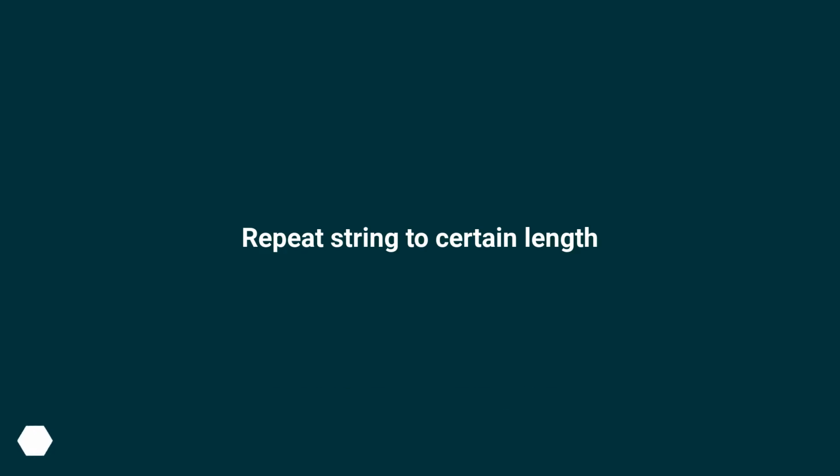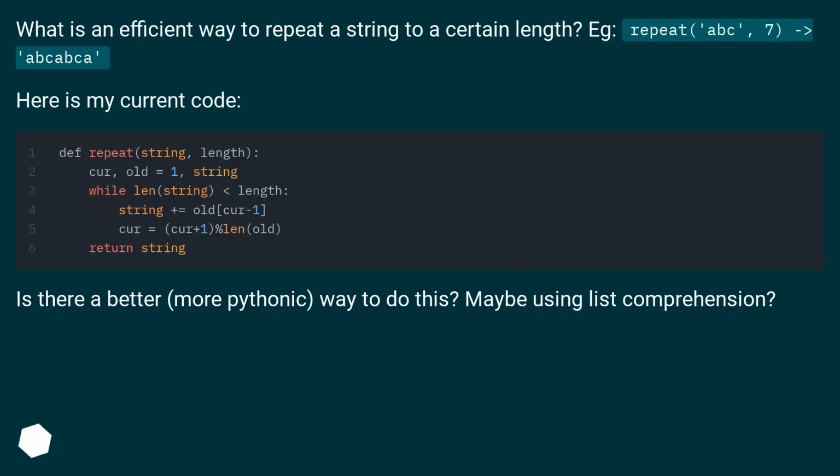Repeat string to certain length. What is an efficient way to repeat a string to a certain length? E.g., repeat ABC, 7, abcabca. Here is my current code. Is there a better, more Pythonic way to do this? Maybe using list comprehension?